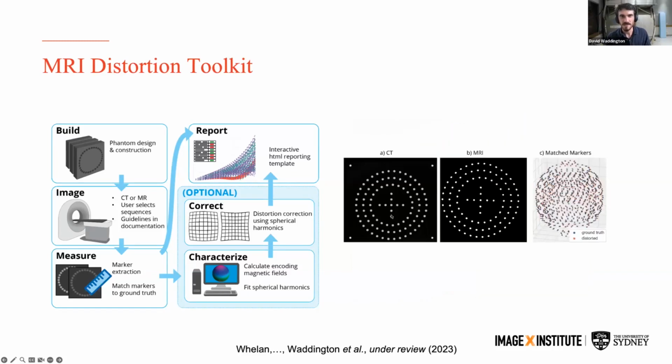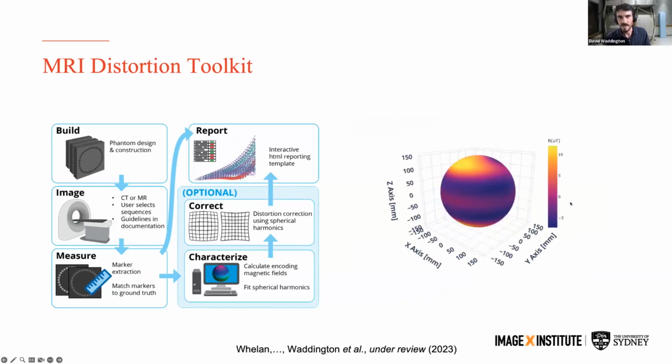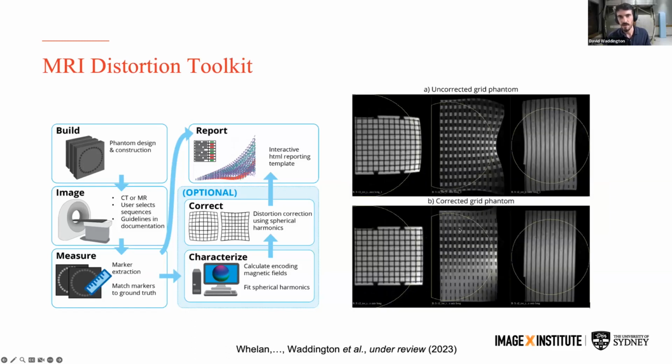And in this case, there's the CT scan that looks great, the MRI scan, and then the tool matches the markers for you, and you can see there's an offset. It crunches the numbers and it can characterize what's going on in the magnet. So in this case, you can see B0 inhomogeneities across the DSV. And then there's a tool based on spherical harmonics to correct it. So you can go from a really distorted image to a much better image here.